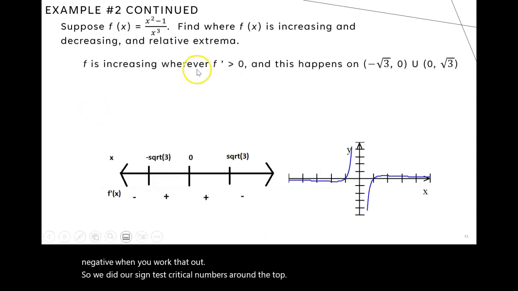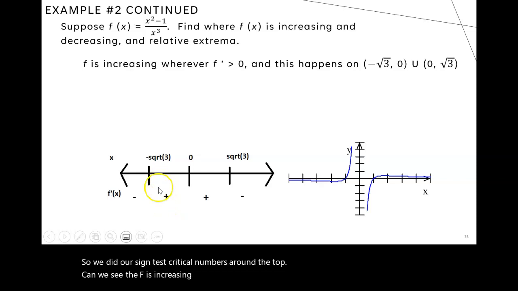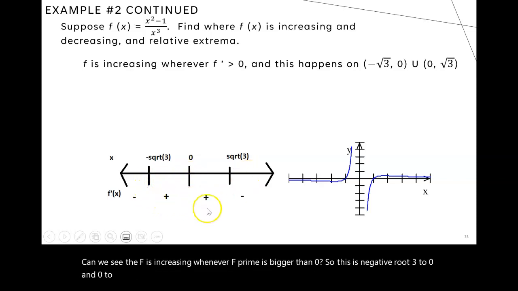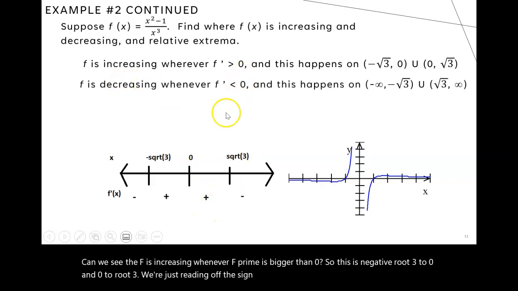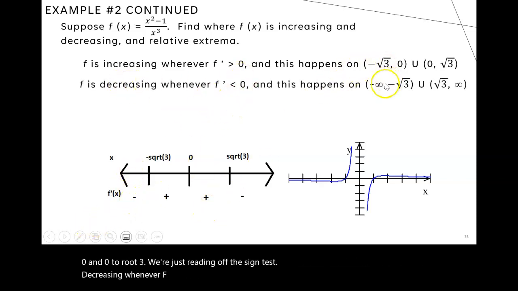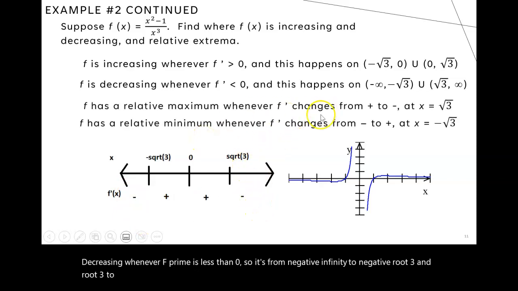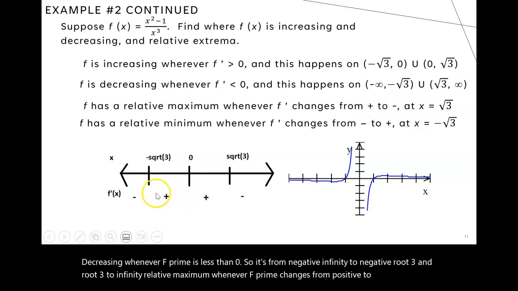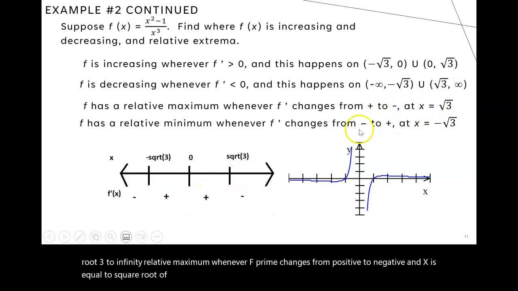And we see that f is increasing whenever f prime is bigger than 0. So this is negative root 3 to 0 and 0 to root 3. We're just reading off the sign test. Decreasing whenever f prime is less than 0, so it's from negative infinity to negative root 3 and root 3 to infinity. Relative maximum whenever f prime changes from positive to negative, at x is equal to square root of 3. And relative minimum when f prime changes from negative to positive, at negative square root of 3.